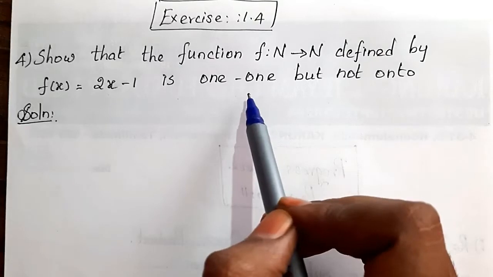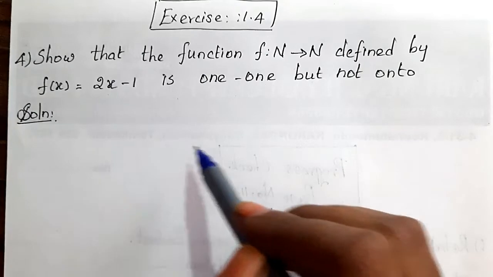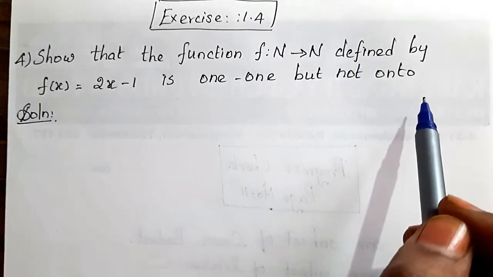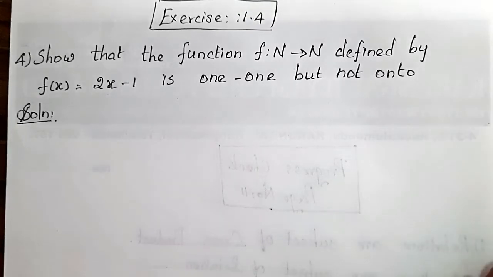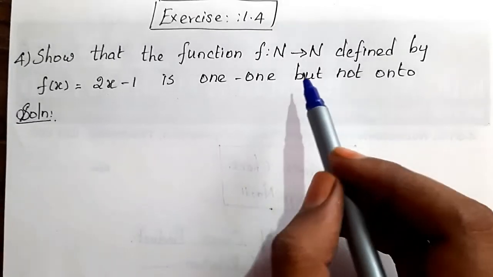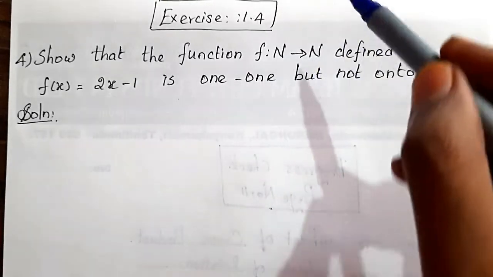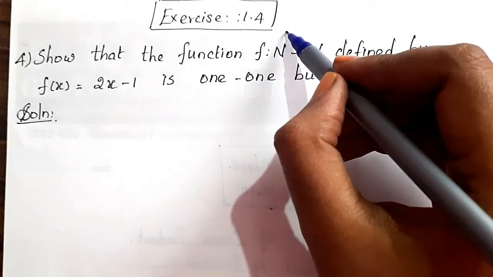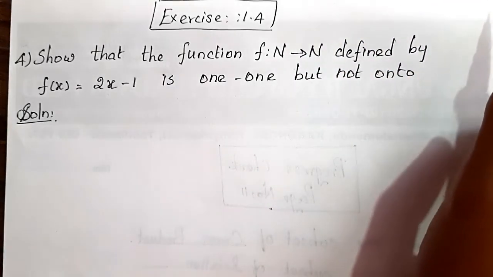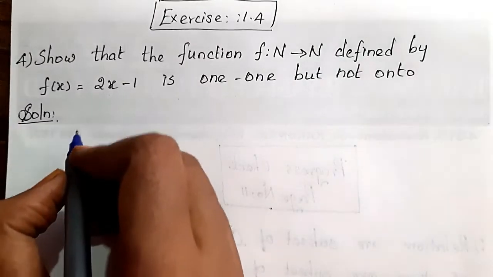What is one-one? Different elements of the domain have different images means that is one-one. Onto means if range is equal to codomain, we can say that is onto. Thus we can find out the elements. It is N to N. N means the set of all natural numbers, so 1, 2, 3, etc. Here also 1, 2, 3, etc. There are infinite numbers. We don't have to take all the numbers. Thus we can find out only 5 numbers.